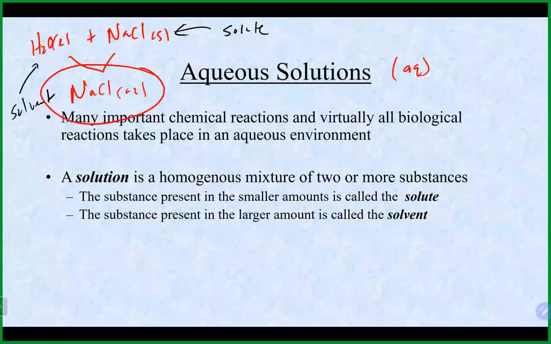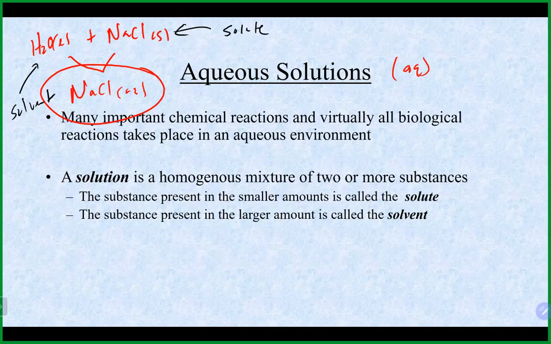Not in 100% of situations, and we'll talk a little bit about it in later chapters as well, but in a lot of cases, especially with ionic compounds, water is oftentimes the solvent that's used. So that's a very common solvent. Obviously, it's not too toxic, and it works really well with ionic compounds to help them dissolve.